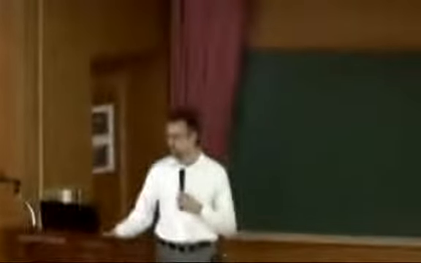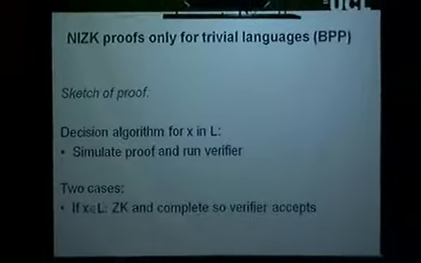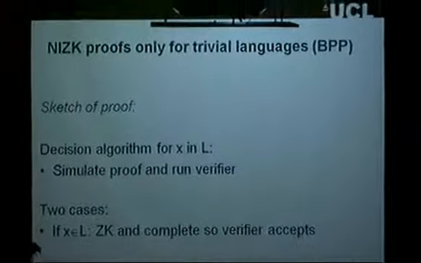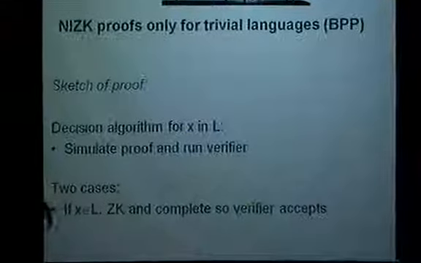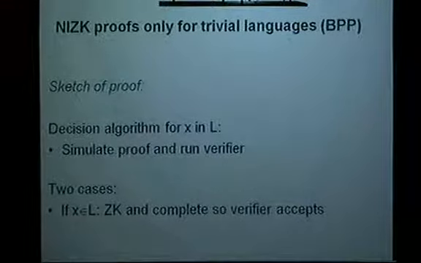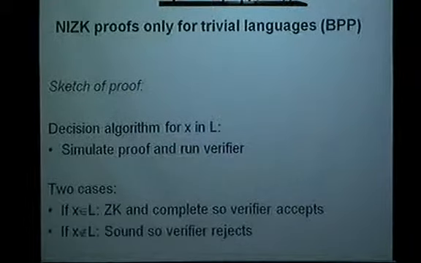And there are two cases, of course, right? One is if X does belong to the language. Well, by the zero knowledge property, we can simulate the proof, and by the completeness property, that should be accepting. And if X is not in the language, then the soundness property says that the verifier should reject. So if we have a language which has a non-interactive zero knowledge proof, then it's actually very easy to decide whether X belongs in the language or not. So that's only possible for trivial languages.